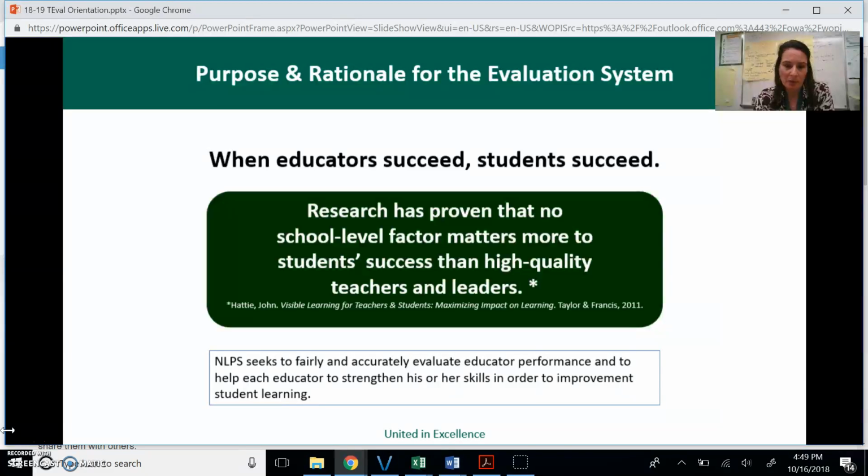This is important work as research shows that there is nothing more impactful on student learning than the teachers and the leaders in this building. Luckily, we have great ones here.